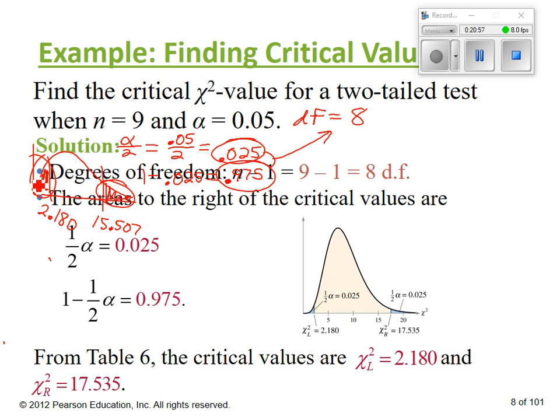2.180 and, try this one again. You were over by one. Oh, were you one number off? Yeah, I didn't go over one. It's 17.535. Trying to make me look stupid on my video.